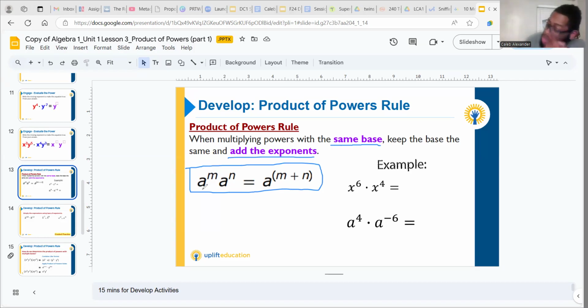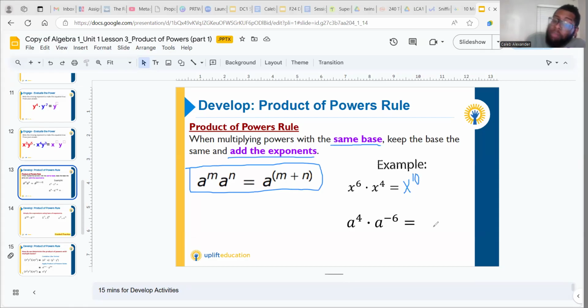Now we're going to do our practice problems. We have two examples in this case. Can someone tell me what x to the 6 times x to the 4 is? Okay, we get x to the 10. That is good.